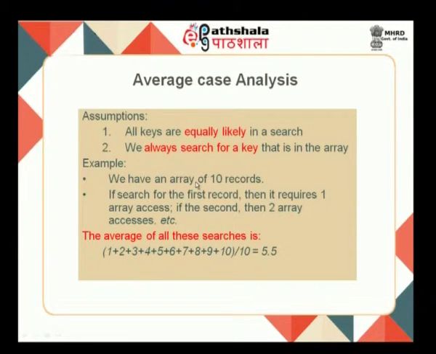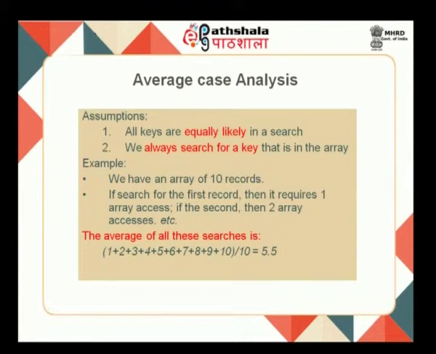If we assume that the given array consists of 10 records, then if the target record is present in the first place, we require one array access. If it is the second record, then it requires 2 array accesses. If it is the third element, then 3 array accesses are required. In short, the average of all these searches is going to be 1 plus 2 plus 3 up to 10, divided by 10. So, we can see that it is going to be 5.5.